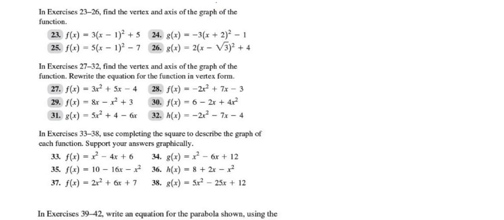Okay, question 27, completing the square. We're going to take this 4 and throw it to the other side. So this is the one we're working on here. Y minus 4 equals 3x squared plus 5x.